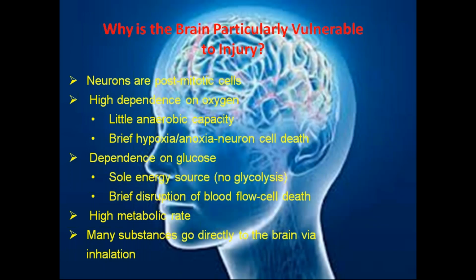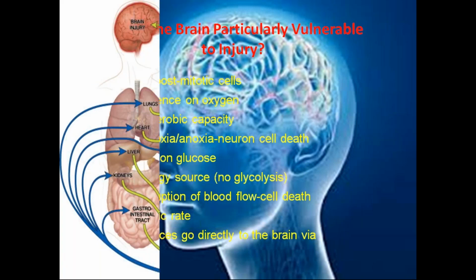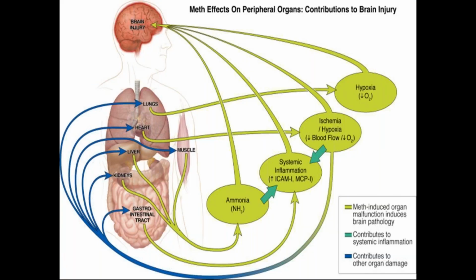Okay, why is the brain vulnerable to injury? This is some basic information about this. For example, neurons are post-mitotic cells, with little anaerobic capacity, dependence on glucose, a high metabolic rate, and many substances go directly to the brain via inhalation. Okay, this is the main effect of peripheral organs that contribute to brain injury.